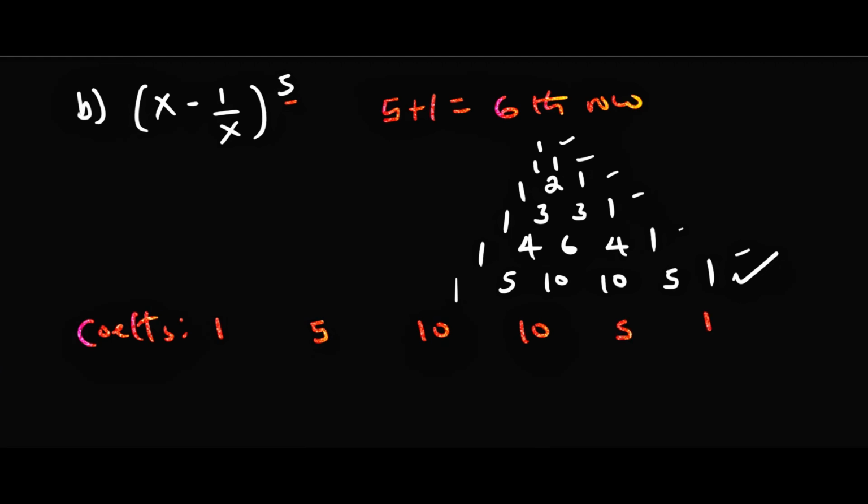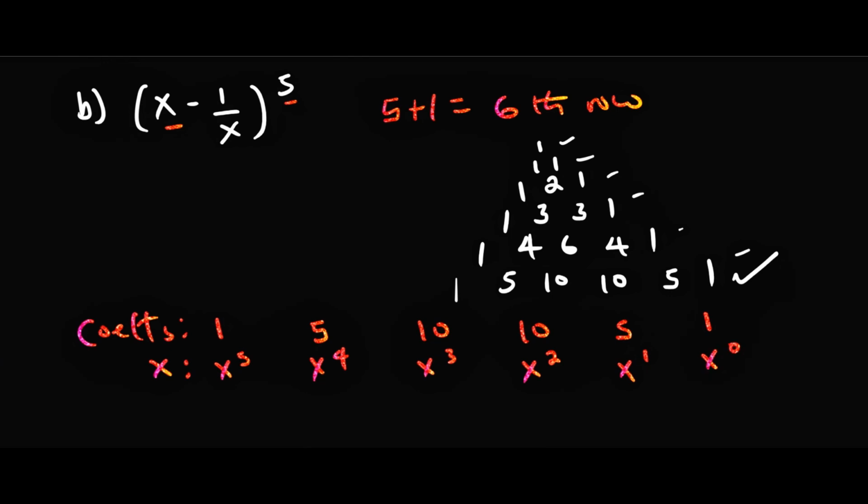The next thing, we're going to observe how the powers of A change across the expansion. So A in our case is x. So the powers of A normally decrease from n to 0. So it means you're going to have x raised to the power 5, then x raised to the power 4, then x raised to the power 3, then x raised to the power 2, then x raised to the power 1, and x raised to the power 0.